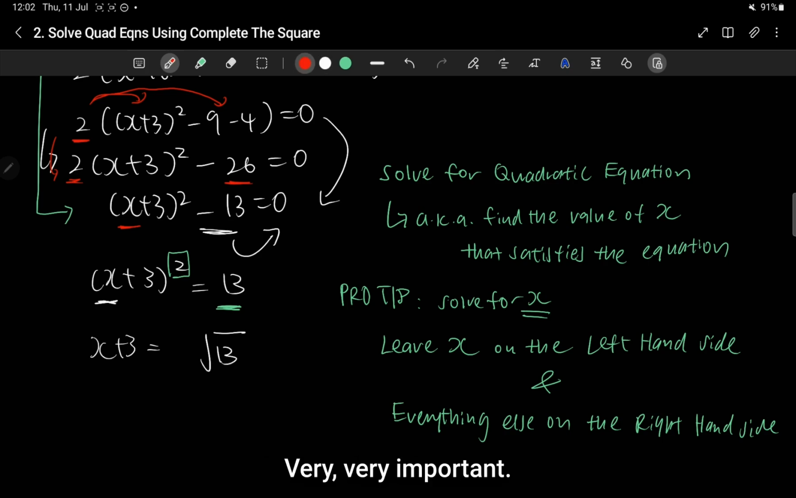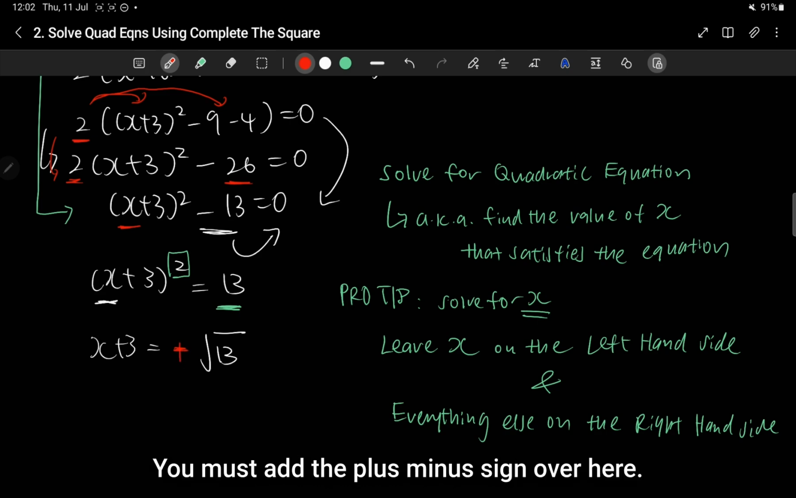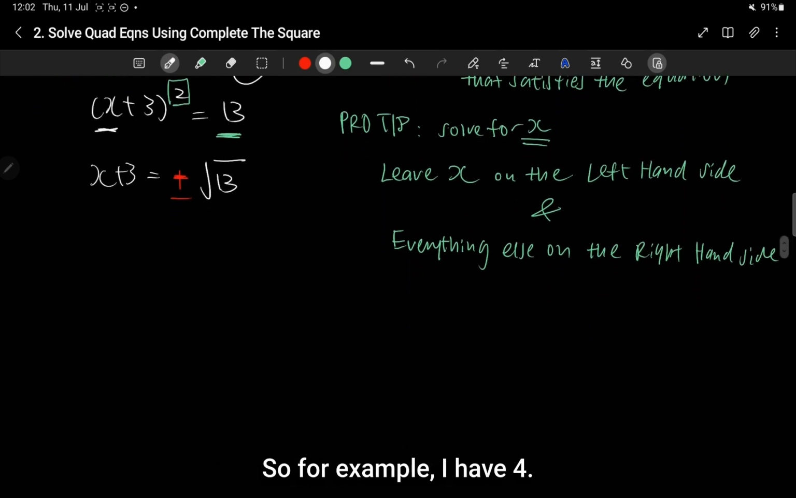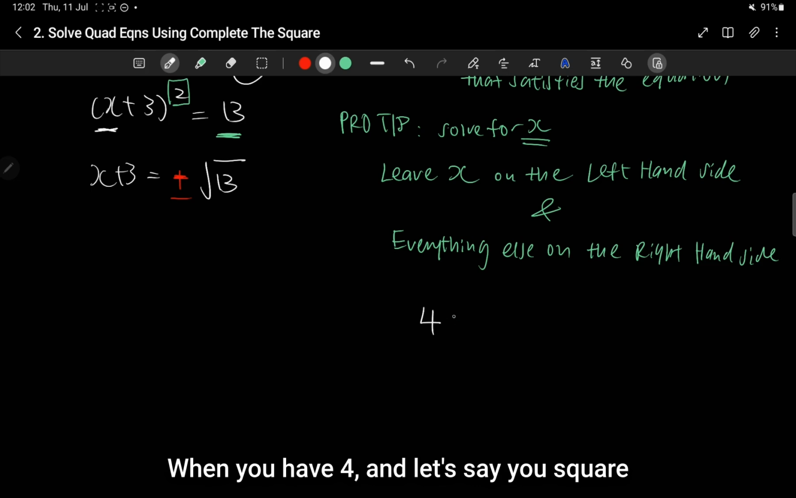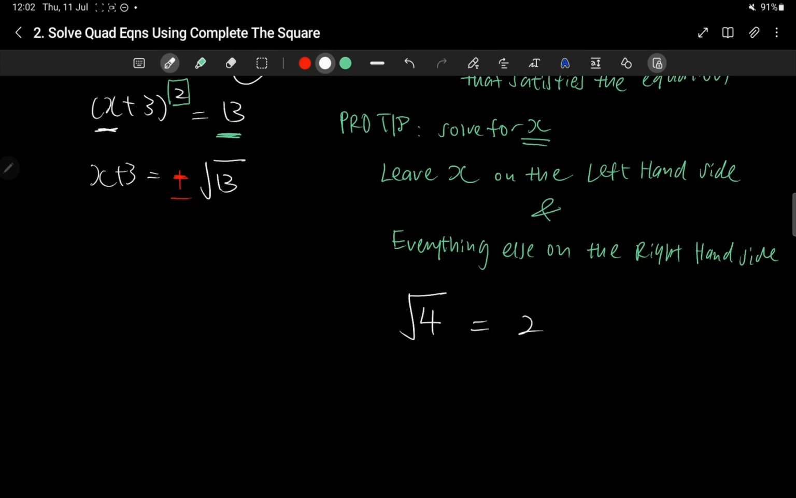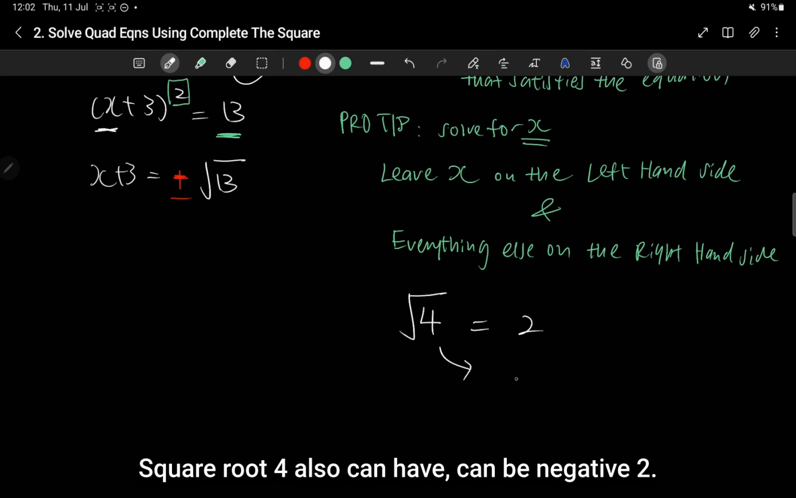But very, very important, you must add the plus minus sign over here. Why is that so? Let me give you an example, okay? So for example, I have 4, right? When you have 4 and let's say you square root 4, you have 2, correct? But square root 4 also can be negative 2.